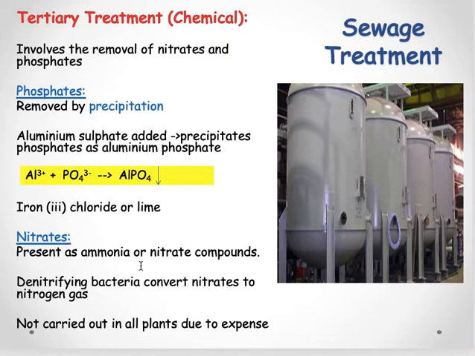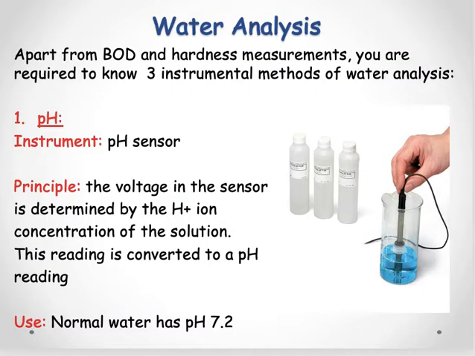And then finally the nitrates. And just again to mention, this is not carried out in every treatment plant, but the nitrates that are in there as ammonia or nitrate compounds are broken down by denitrifying bacteria, and they convert them into nitrogen gas. Now again, that's not carried out in all plants as it's an expensive process. So that's your tertiary treatment. At the end of all that, your water can be discharged into a waterway.